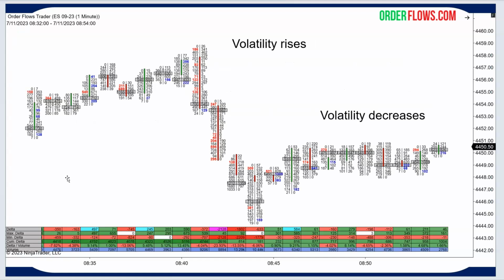So you can see volatility rises, price bars are getting longer. You're getting those imbalances in the market. You're getting the heavier volume, getting the stronger delta. And then volatility decreases. Once the market sort of found liquidity, you can see how the bars got a lot smaller here, here. Volume is getting a lot smaller. So volatility rises, volatility decreases.